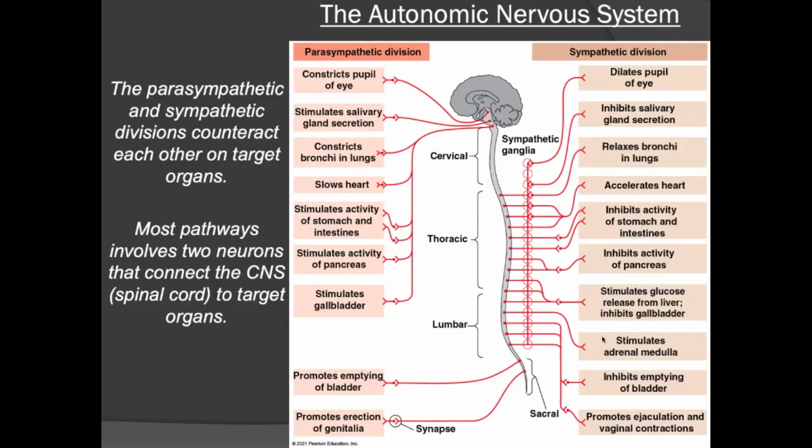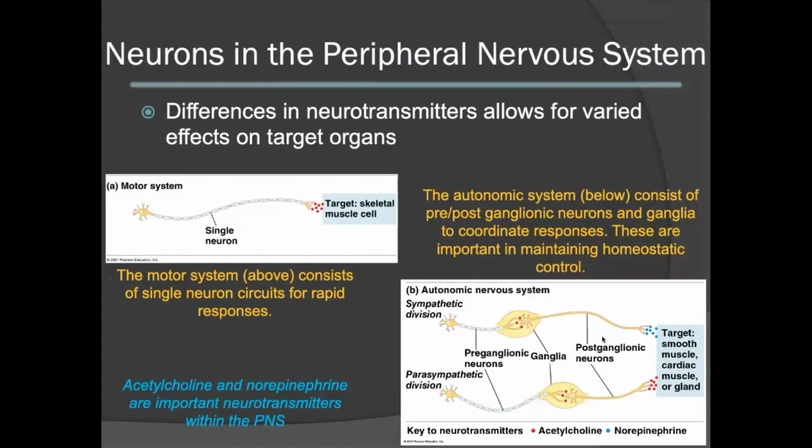In general, the parasympathetic and sympathetic divisions will counteract each other on target organs. For instance, the parasympathetic division will result in the slowing of the heart contractions, whereas the sympathetic division will increase the heart rate. There are also differences in the neurotransmitters that are present within the peripheral nervous system. These will allow for varied effects on target organs.